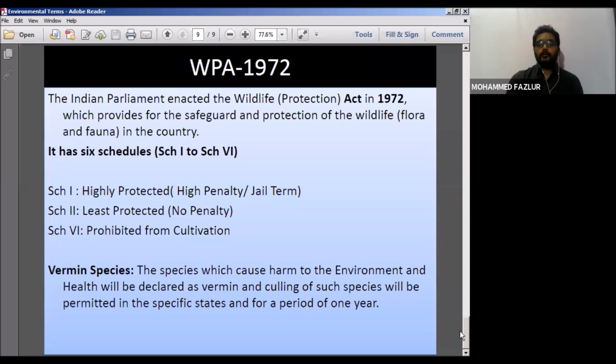That means if you mistakenly touch this species, your chances of getting out are very less, because the penalty will be very high for you and also the jail term will be very high. So in India, species with low population are highly protected, so they all will be part of Schedule 1.